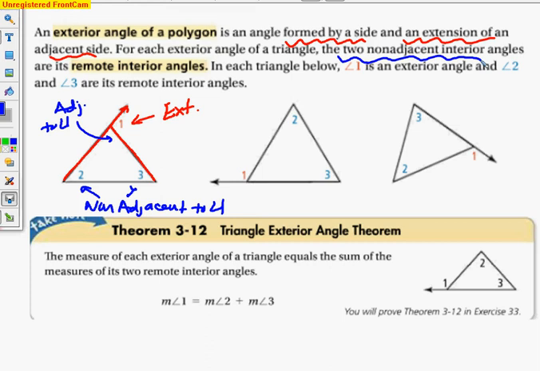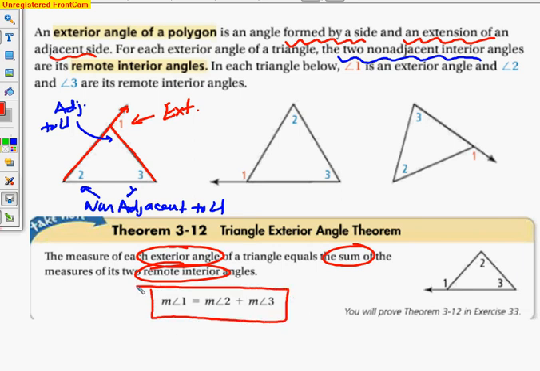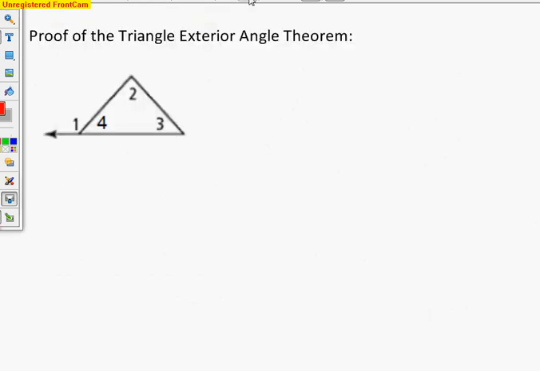Okay? The triangle exterior angle theorem says that the measure of the exterior angle is equal to the sum of its remote interior angles. So the exterior angle is equal to the sum of the remote interior angles, just like this. So in that picture, angle 1 is equal to 2 plus 3. We're going to prove this theorem together on the next slide. This one is not as important as the triangle angle sum, but still used.